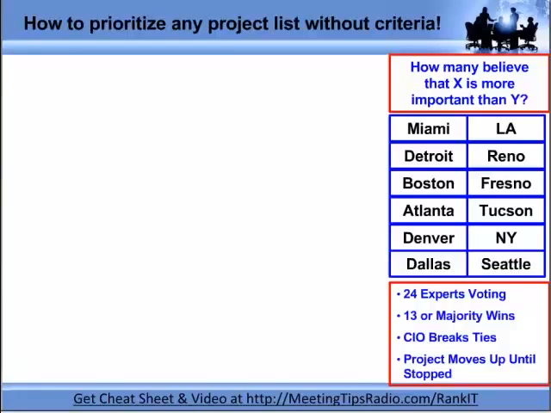So now I put my forced ranking or voting question up on the wall, and in this case the question is, how many people believe that Project X is more important than Project Y? I literally put it up on the wall because I end up reading it so many times that if I don't have it up there, I'll start to ask the question wrong or differently, and it throws the group off.